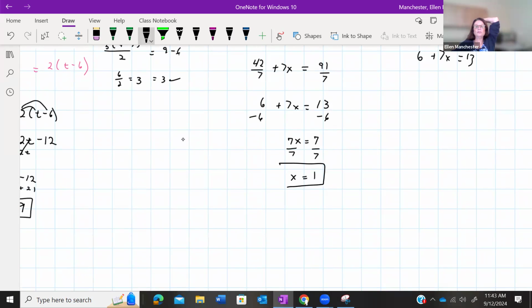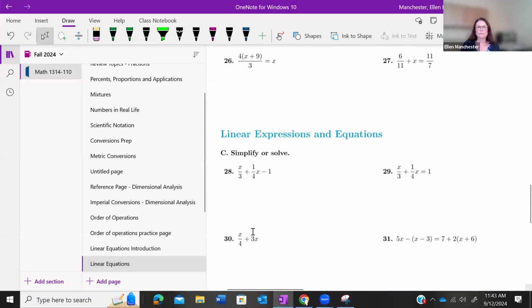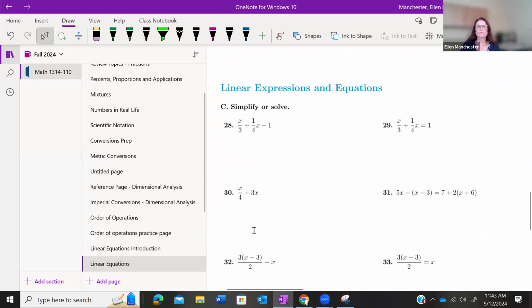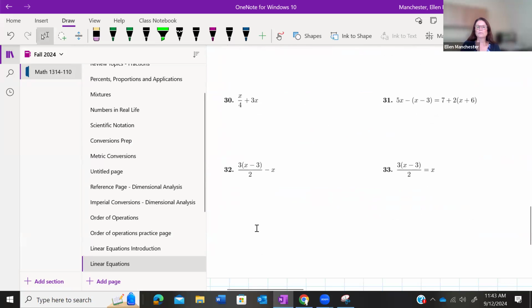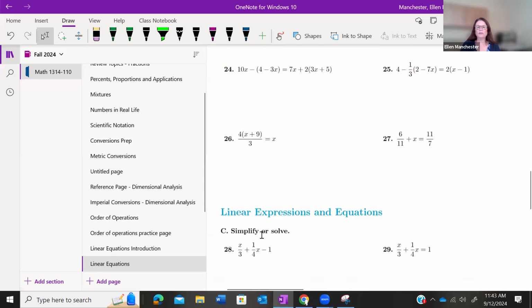And the more you do these, the faster you're going to get. Because you're going to start seeing, oh, it's a pattern. I'm doing the exact same thing. I'm distributing, I'm moving the x over, and then I'm doing a two-step equation. Distributing, move the x over, and then doing a two-step equation. Okay? I think that was it. Let me double check. Yeah. Yep, you're good. Because we did the fraction lines.